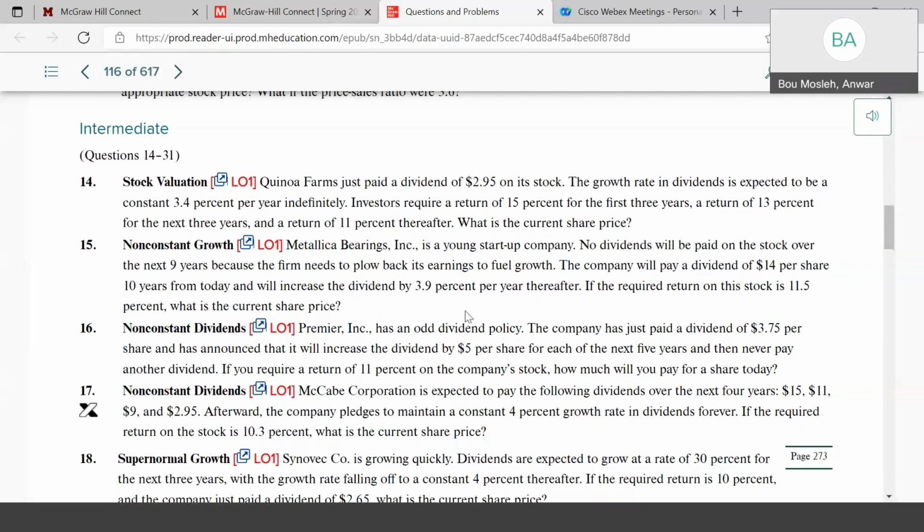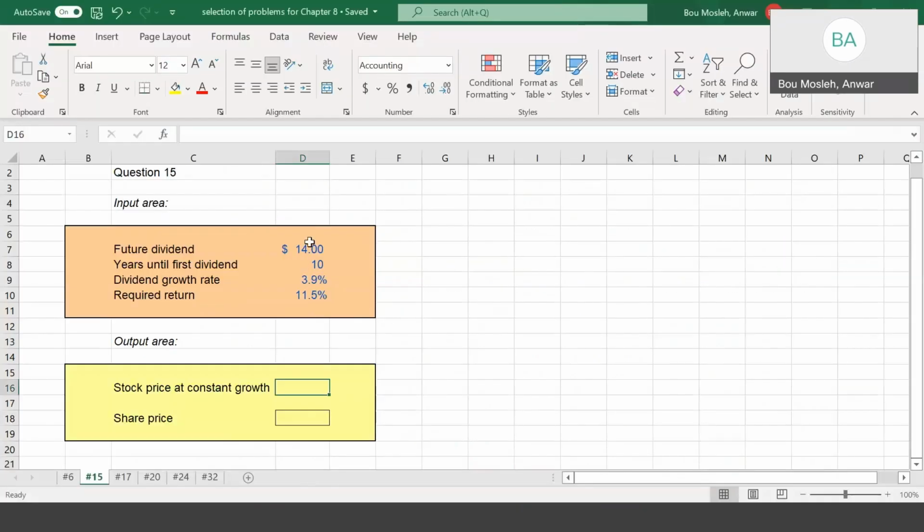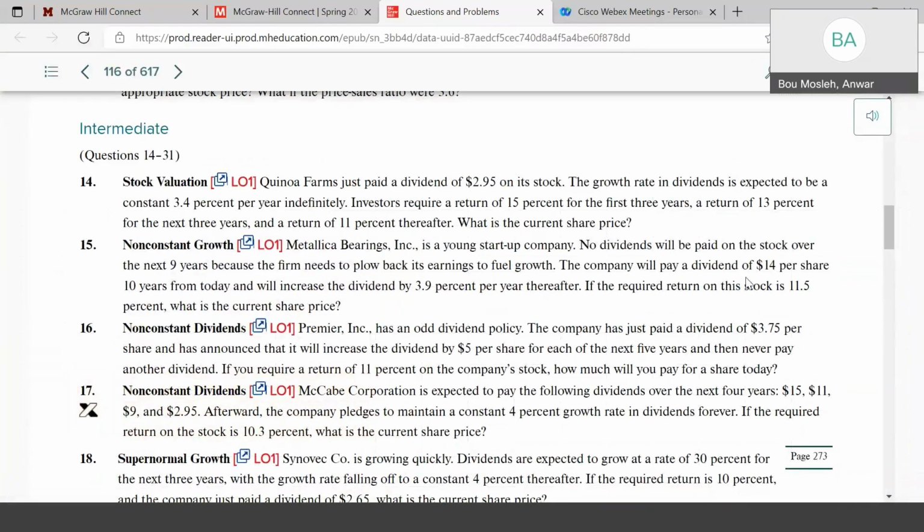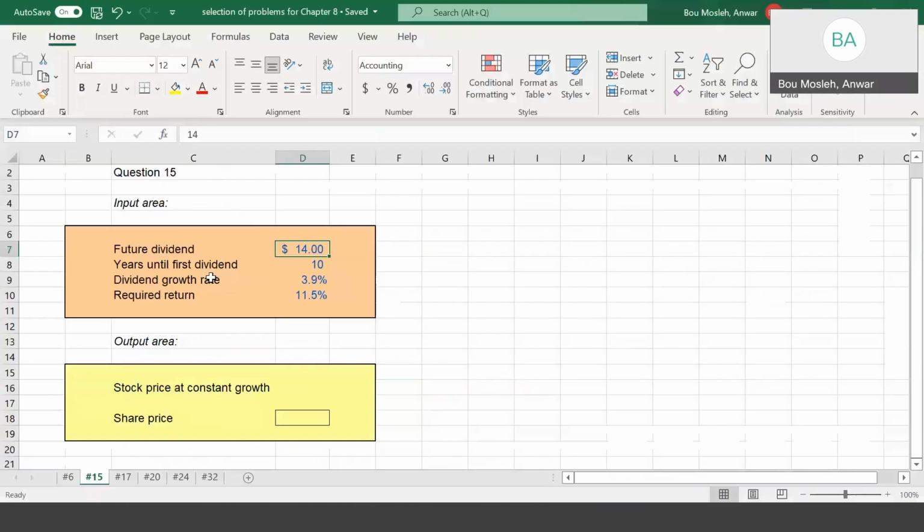So we have $14, the first dividend that is coming in year 10, I guess, right? So 9 years because the firm needs to plow back earnings, the company will pay in year 10. Okay, so 10 years, the company will pay the first dividends. Dividend growth is 3.9% and our return is 11.5.